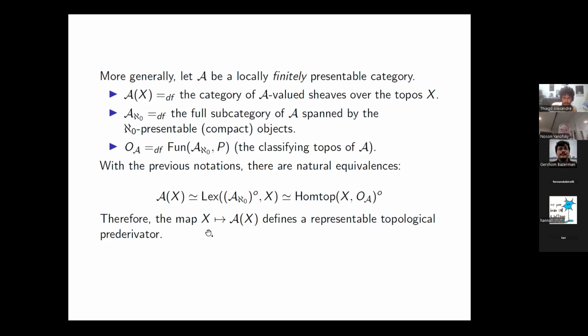So this map, which assigns to a topos X the category of A-valued sheaves, defines a representable topological prederivator. It is given by a geometric theory. And it's a very important example because it contains, among the toposes that we would like to consider, sheaves of groups, monoid sheaves, lambda-module sheaves, and so on.